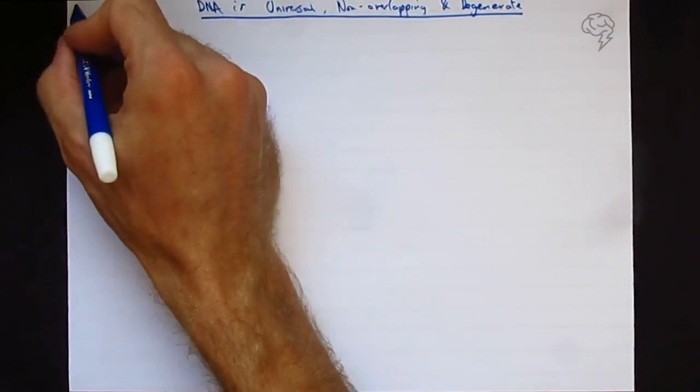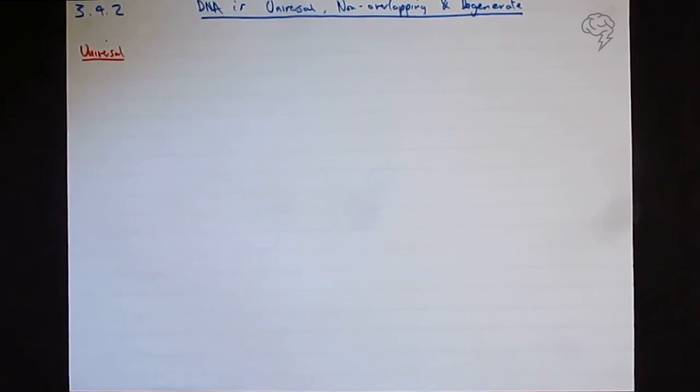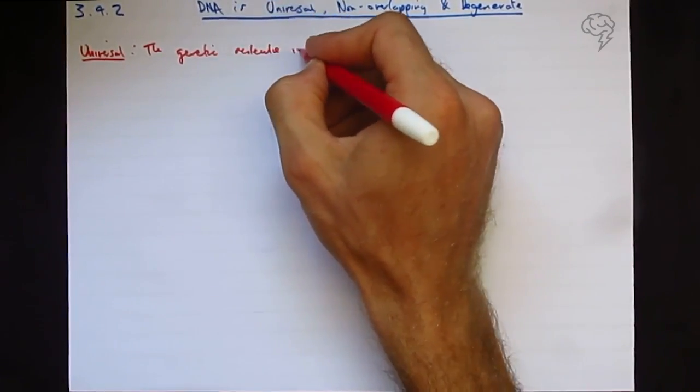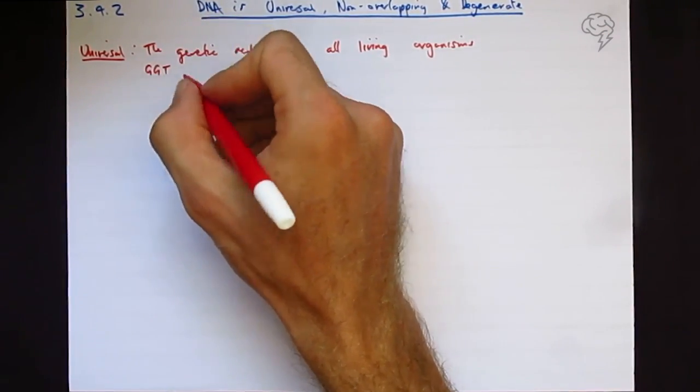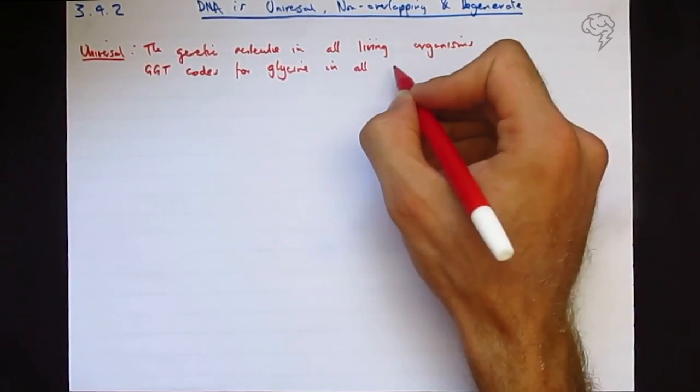Okay, so we're going to look at these terms one at a time and see what they mean. So we've got universal. Well, universal basically means that all the living things that we know about use DNA. Some viruses, it said living, viruses not considered to be living, use RNA as their main genome, but they still convert into DNA in the host organism. So DNA is universal. But what we really mean by universal is that each triplet code or codon codes for the same amino acid in all living organisms. So if GAA or GGT means glycine in one living organism, it means glycine in another living organism.